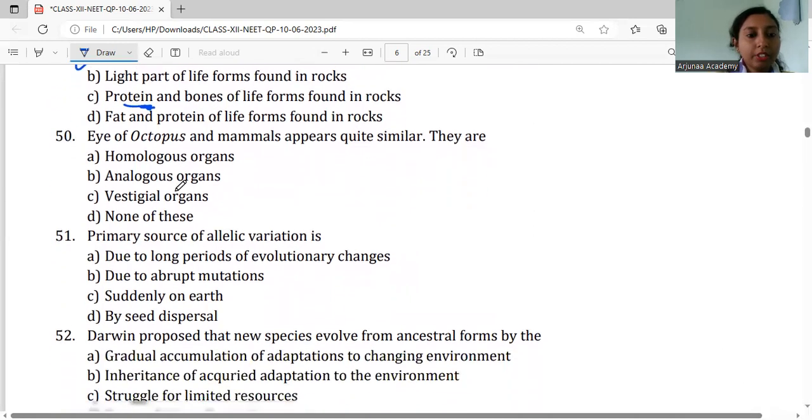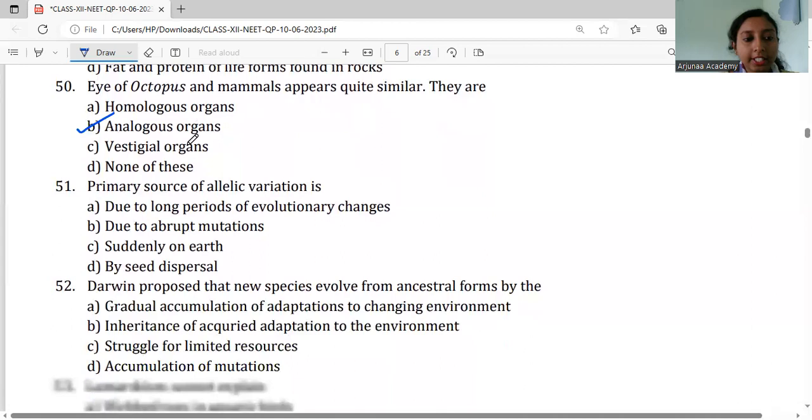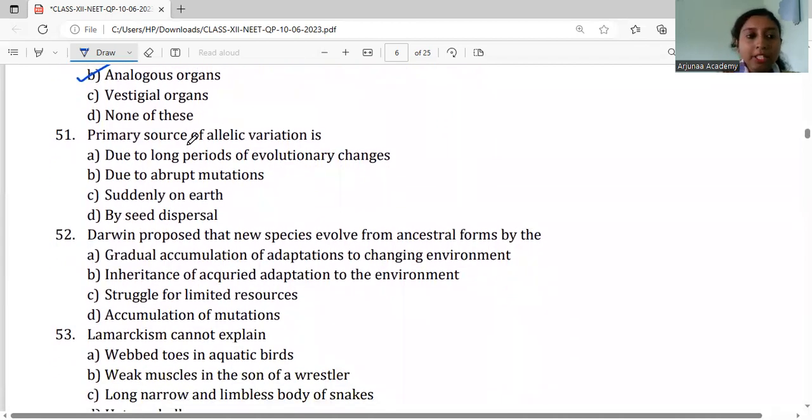Then 50. Octopus eye and mammals eye appear quite similar. We know here the function is the same, but the origin is different. The octopus eye originates from skin and the mammal eye originates from the embryonic brain. So the answer is analogous organs. Direct question.